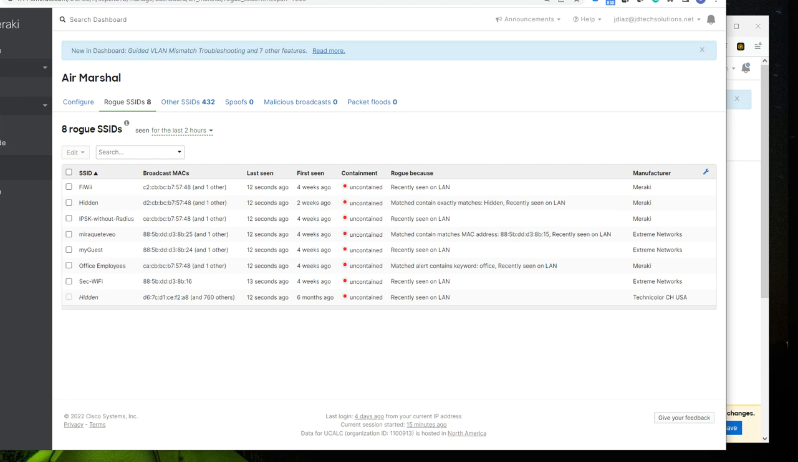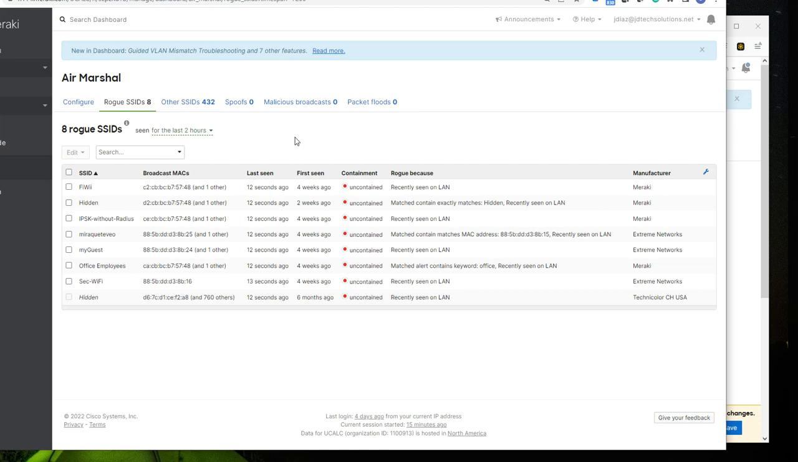First, let's talk about the basics. What is AirMarshal? Again, it is a wireless intrusion prevention system that's going to monitor the wireless frequencies in your network to detect any anomalies. And once they are detected, it's going to classify them, and you're going to be able to take actions upon that once the system has detected and classified them. As you can see, the classification is going to be into rogue SSIDs, other SSIDs, spoofed, malicious broadcast, and packet floods. And as you can imagine, these are self-explanatory.